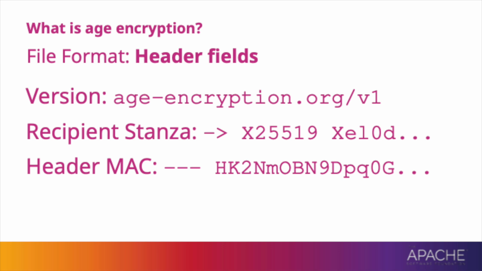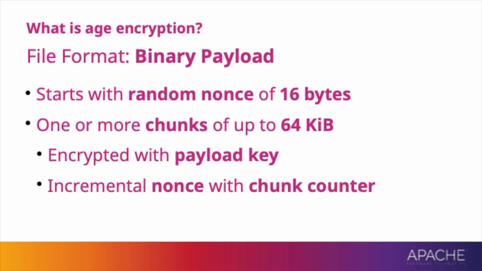In the payload, no real visualization there, but two of the main things to take away there are the random nonce, number used only once, from a cryptographically random source, 16 bytes. That's used to then compute the payload key used for the actual cipher decryption process. And then the payload itself is one or more chunks of 64 kilobytes. So this is where the streaming aspect comes in.